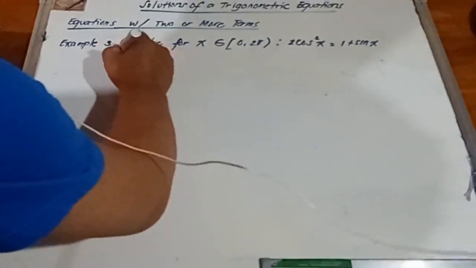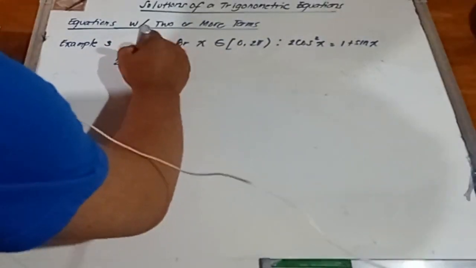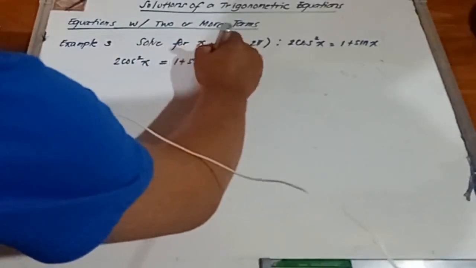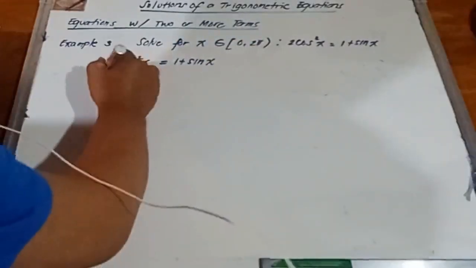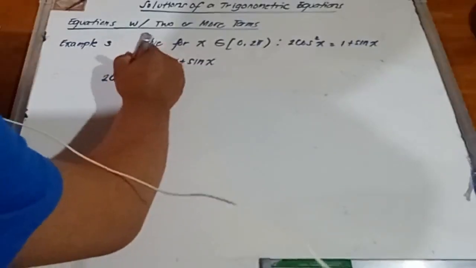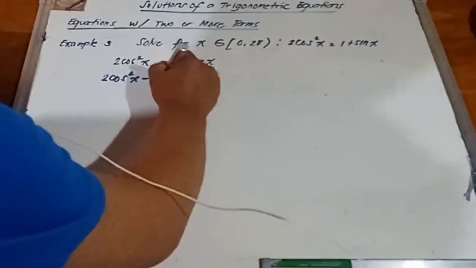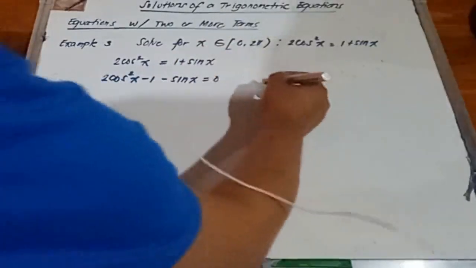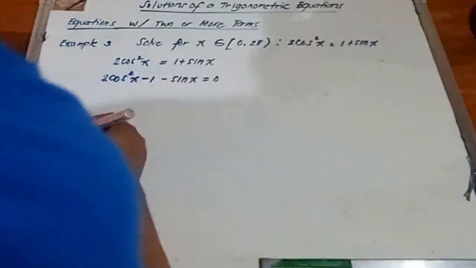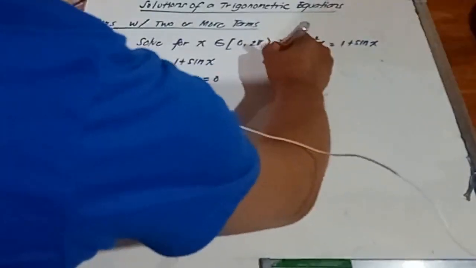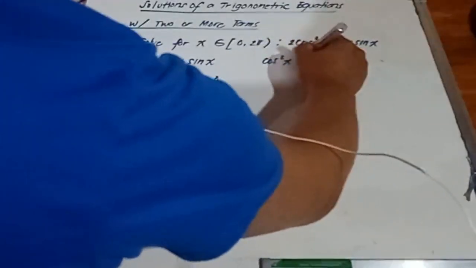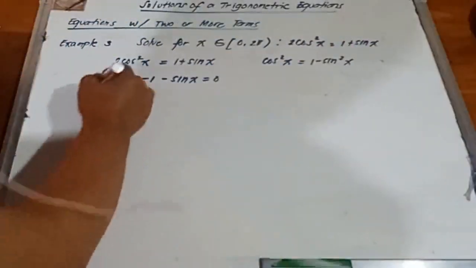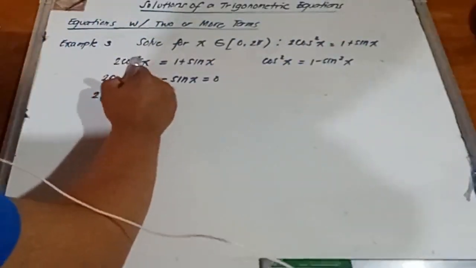We have 2 cosine squared x equal to 1 plus sine x. Transpose natin to sa left side. So we have 2 cosine squared x minus 1 minus sine x equal to 0. Then gamit tayo ng Pythagorean identity. That is cosine squared x is equal to 1 minus sine squared x. Okay. So ito yon. So 2, 1 minus sine squared x.